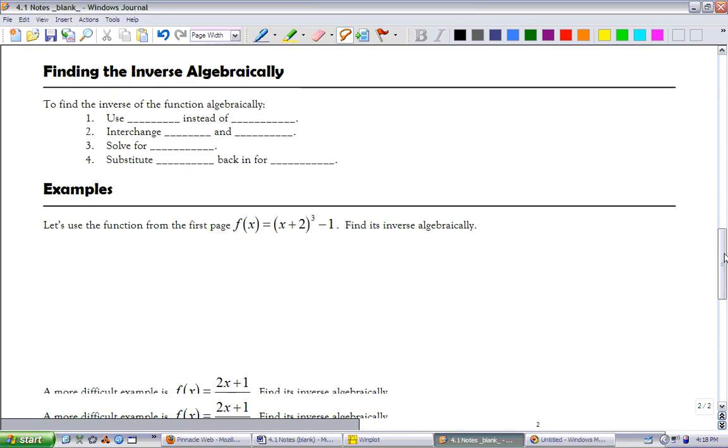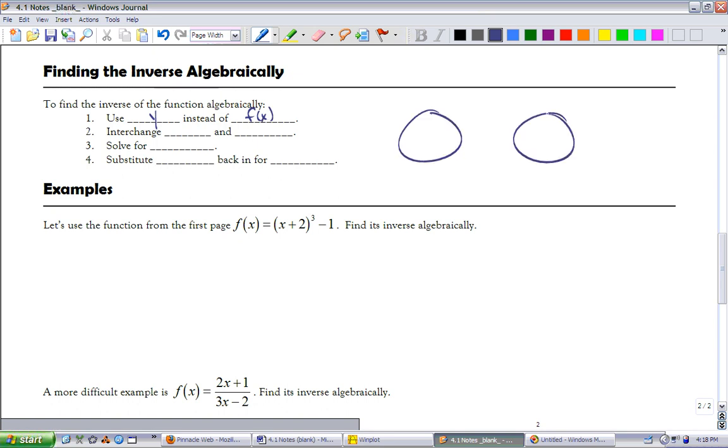Okay, you can also find inverses algebraically. You don't need the graph to do that. I'll take you through the steps here. First off, we're going to use y instead of f of x. Okay, then, and this should make sense when we did this diagram earlier, where our x values are our y values of our inverse.